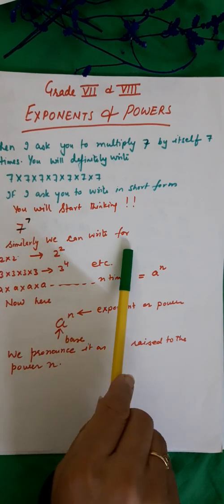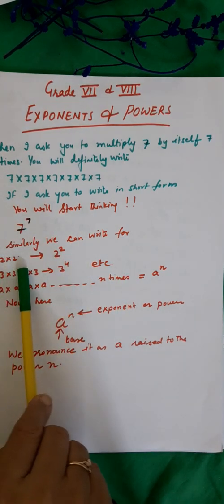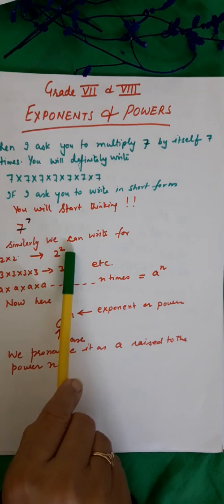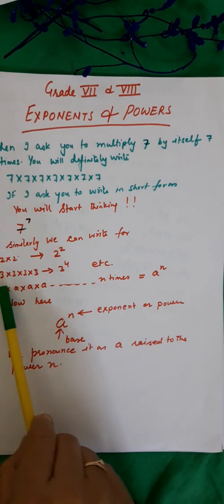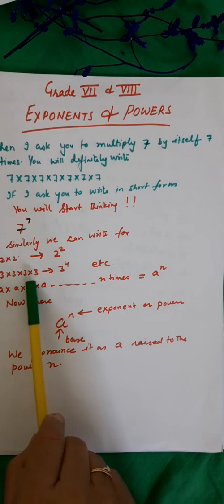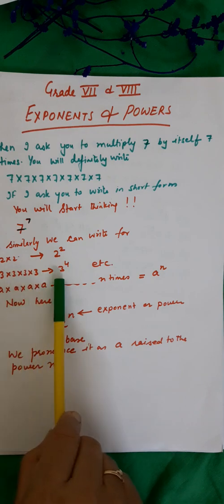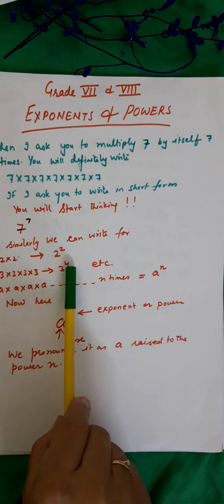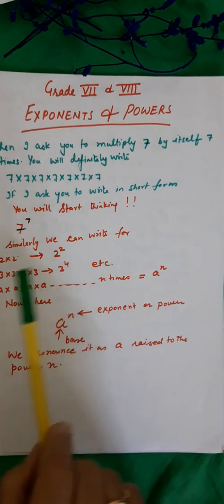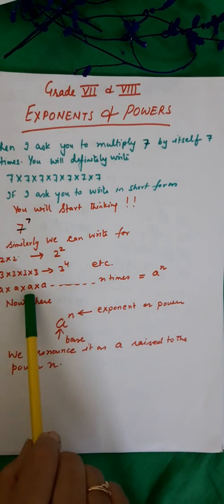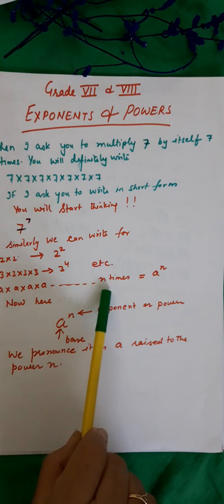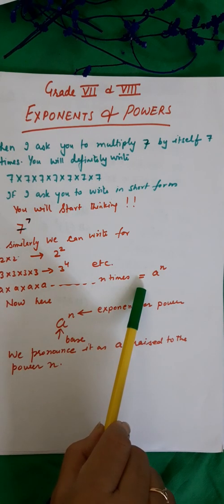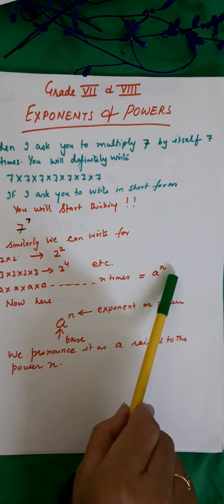Similarly, we can write 2 into 2 as 2 raised to the power 2. 3 into 3 into 3 into 3, in short form, you can write 3 raised to the power 4, etc. Suppose I have a and I have to multiply it n times. Then this can be written as a raised to the power n.